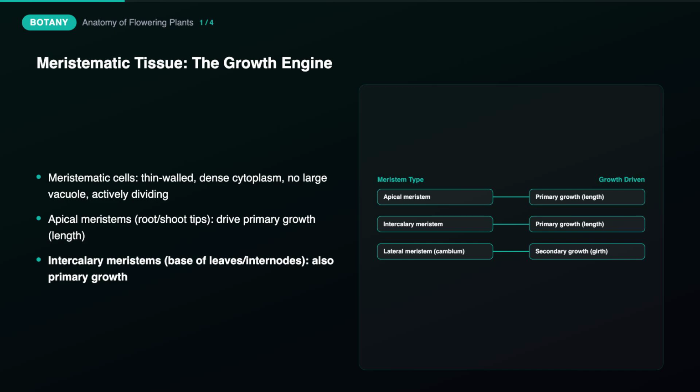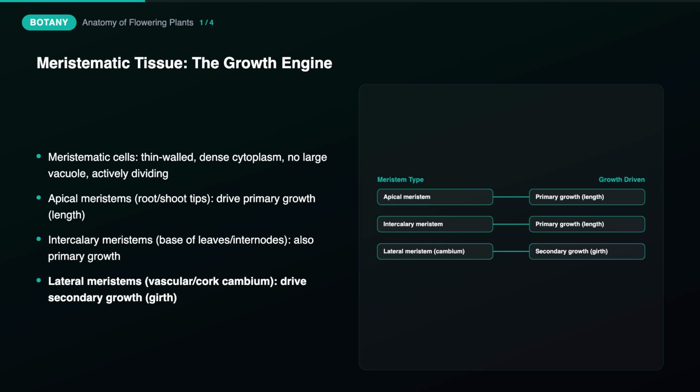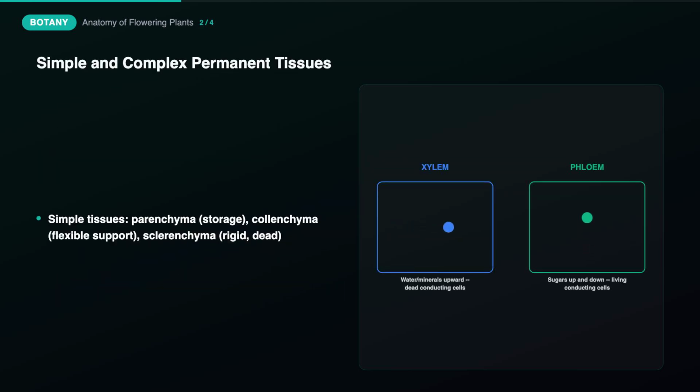Lateral meristems, including the vascular cambium and cork cambium, run along the sides of roots and stems, and they drive growth in girth, or thickness, called secondary growth. All the other tissues in a mature plant, which have stopped actively dividing and instead perform specialized functions, are called permanent tissues, and they're derived from these meristems through a process of differentiation. Permanent tissues are divided into simple tissues, made of just one cell type, and complex tissues, made of more than one cell type working together.